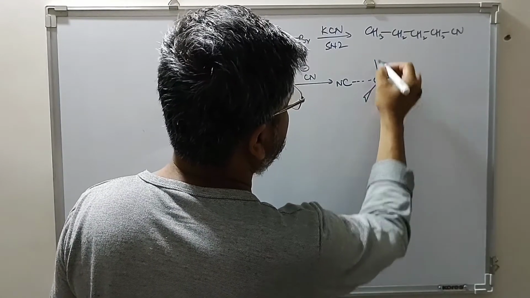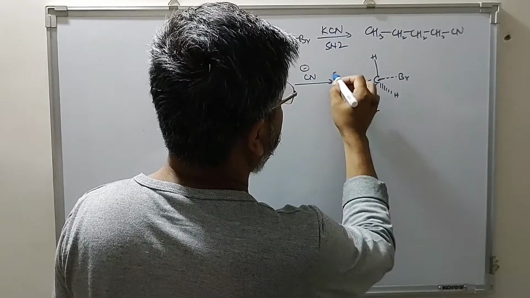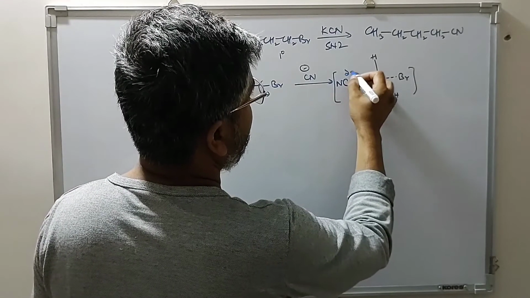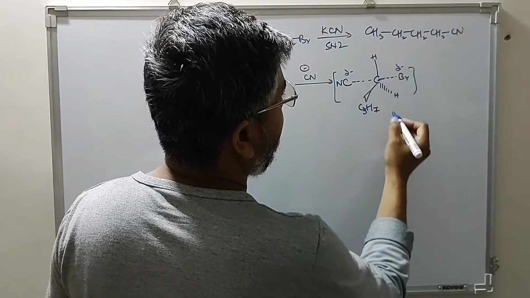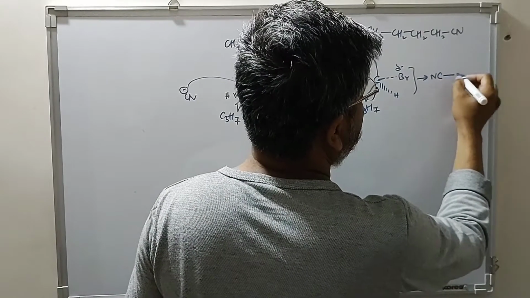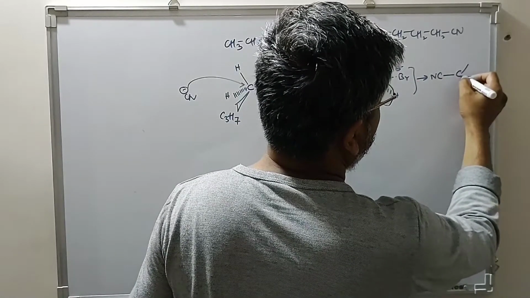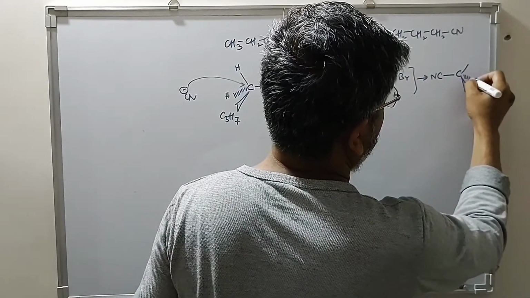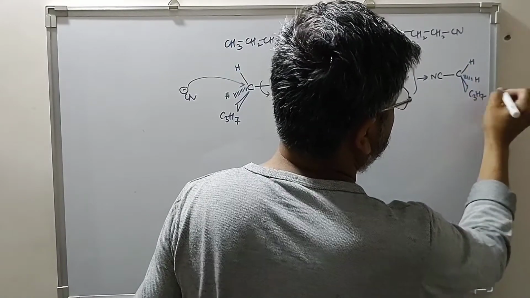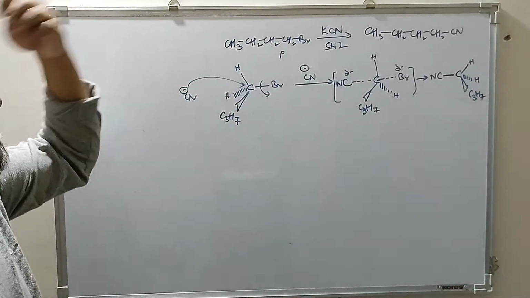This is hydrogen, this is hydrogen, this is C3H7. So we have a transition state, and negative charge is transferring from the carbon to the leaving group, and finally this gives you the product, that is NC, with the bonding through carbon, and C3H7. This is how this substitution reaction takes place.